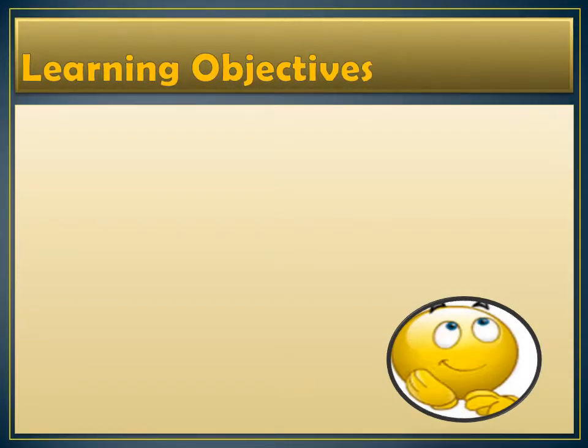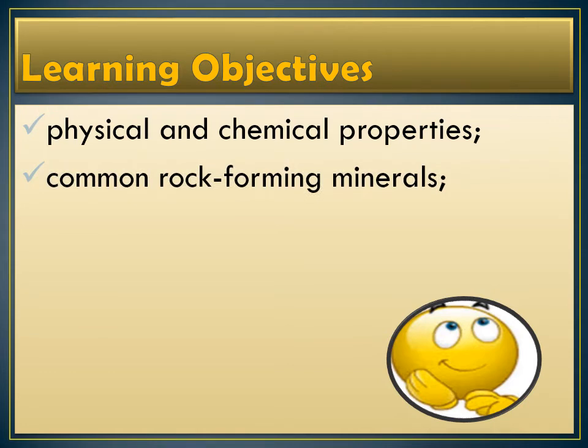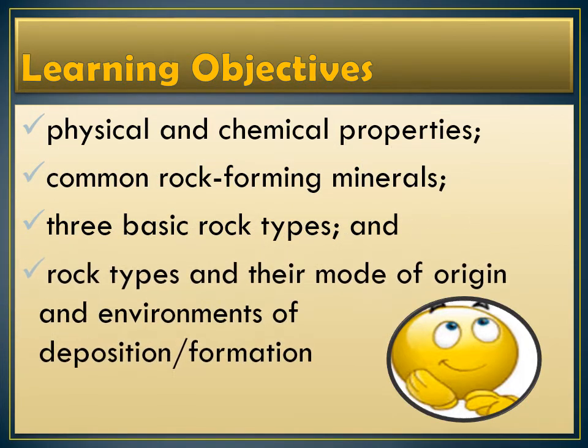At the end of this presentation, each of you must demonstrate understanding about physical and chemical properties of minerals. You can identify some common rock-forming minerals. You can also describe and identify the three basic rock types. And lastly, establish relationships between rock types and their mode of origin in environments of deposition or formation. Let's go!